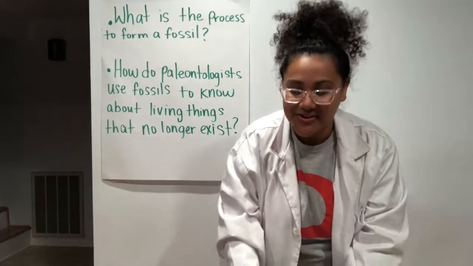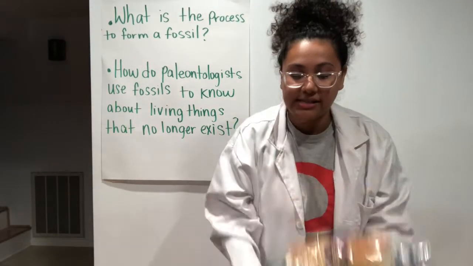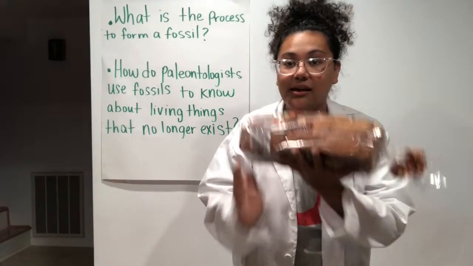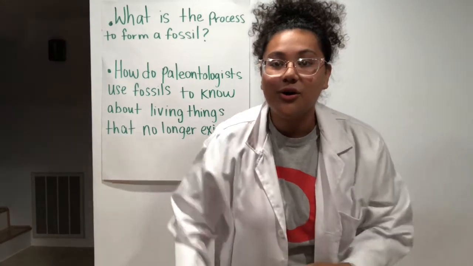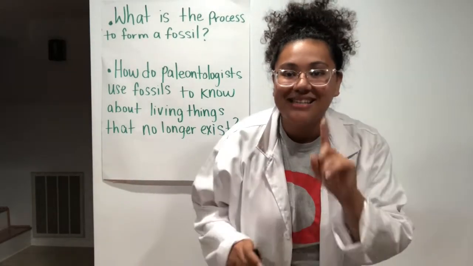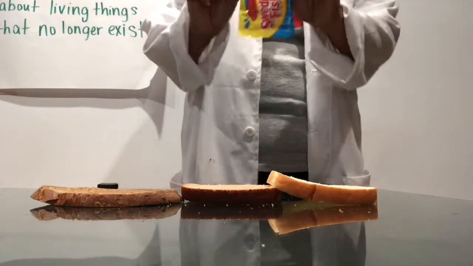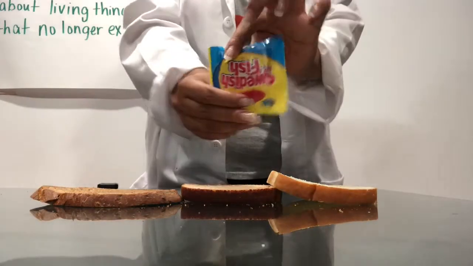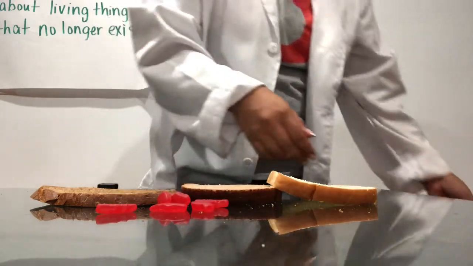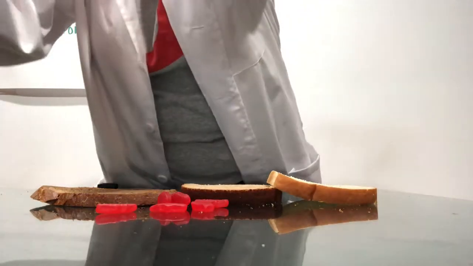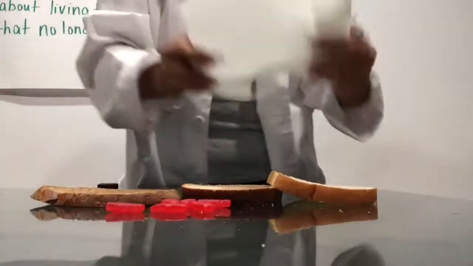I have my materials here. I have my white bread. We're only going to be needing 1 slice. I have my wheat bread, only 1 slice. And I have my rye bread. So we're only going to be using 1 slice of each. Right now, we're also going to take out our Swedish fish, and we'll just place those on the table. We might not use them all. And we're also going to get 1 paper towel.